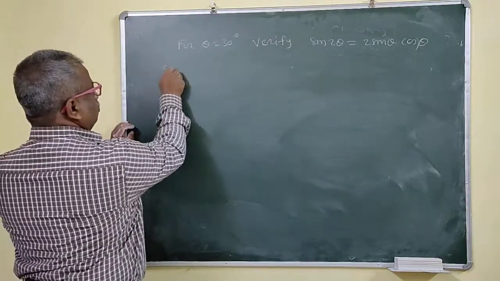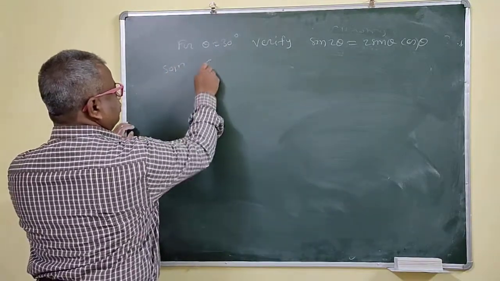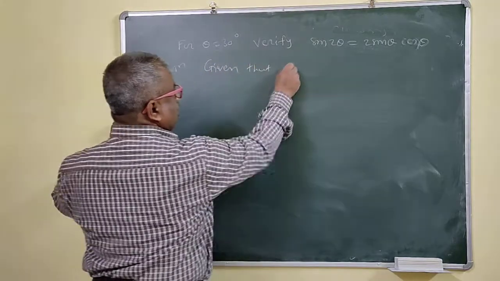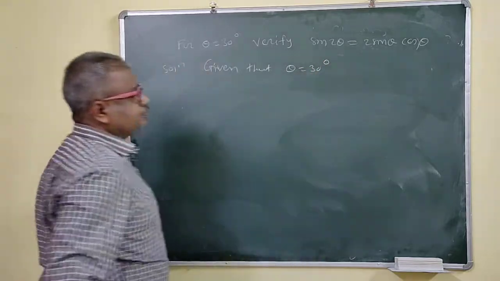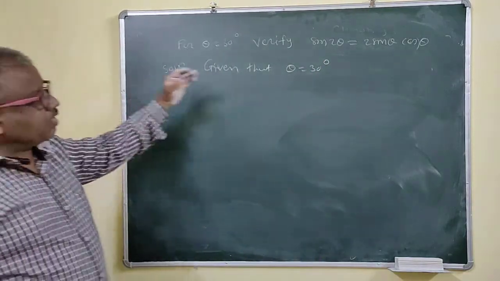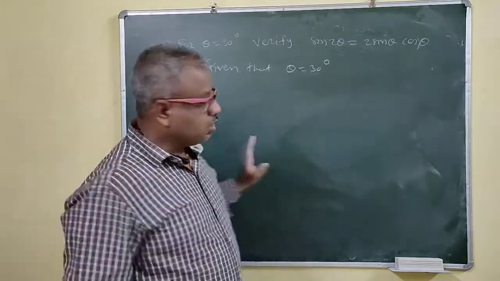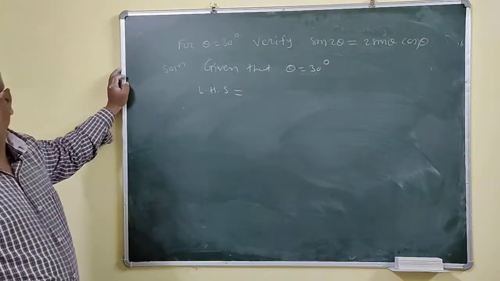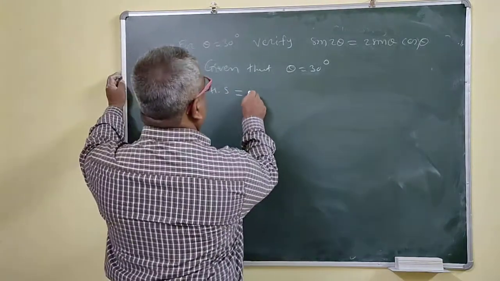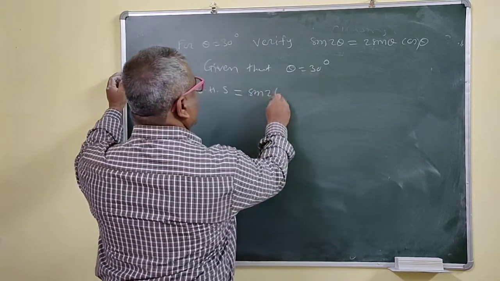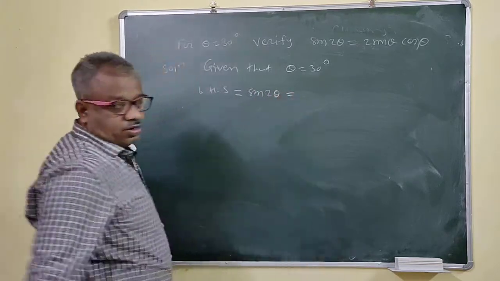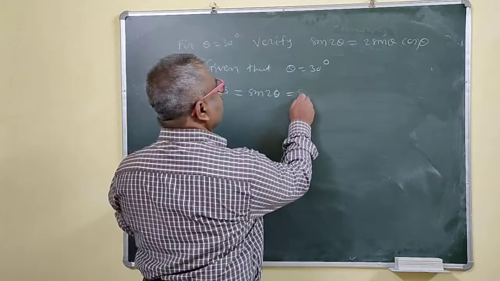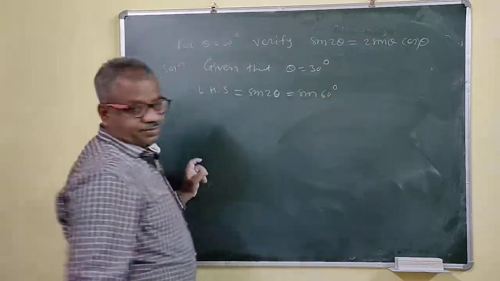Okay, so solution. Given that theta is equal to 30 degrees. You have to verify this. Right? So, okay, we'll take the LHS now. Your LHS is sine of 2 theta. You have to replace theta as 30 degrees. So this will then be sine of 60 degrees.